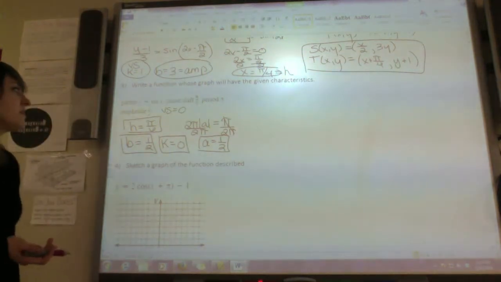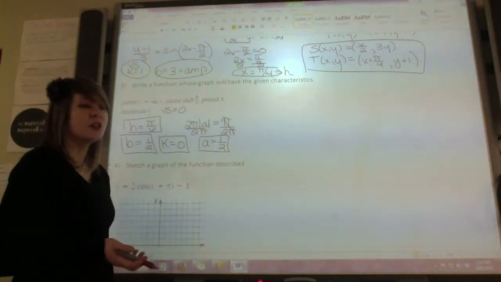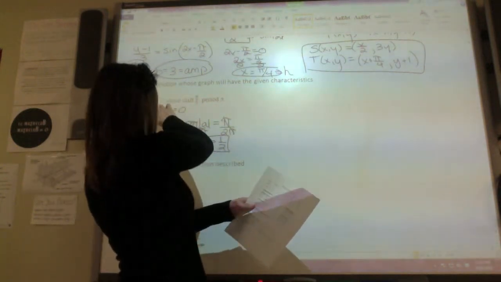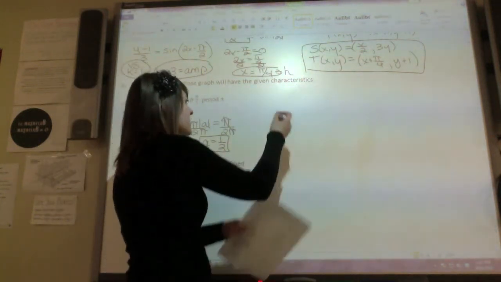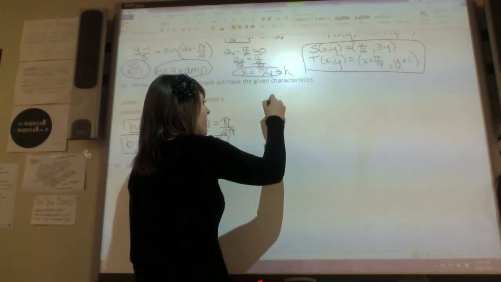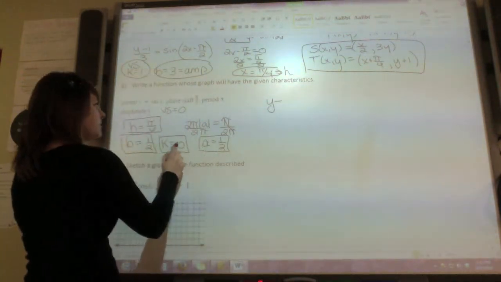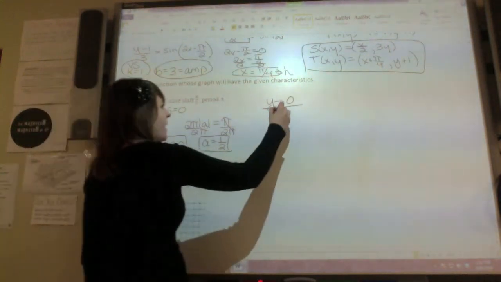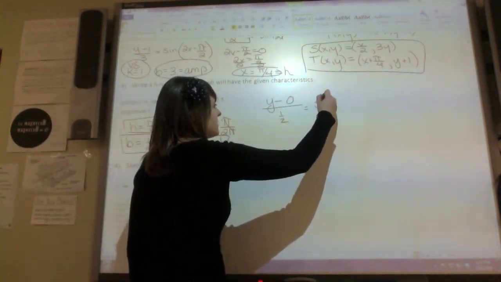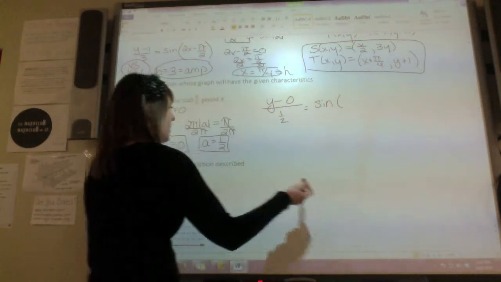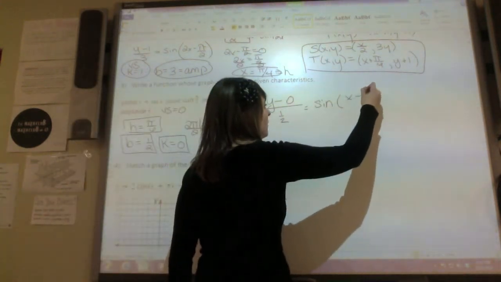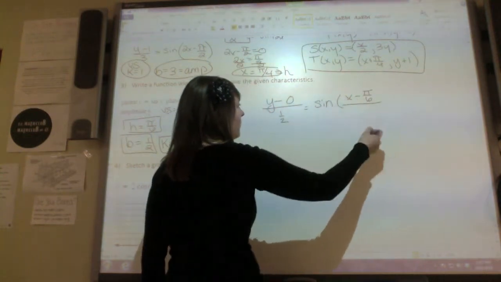So using all that information, I can now write my equation, and I can just use this again. So if I'm using my parent function of sine of x, I have y minus k, which was 0, over b, which is 1/2, equals the sine of x minus h over a.